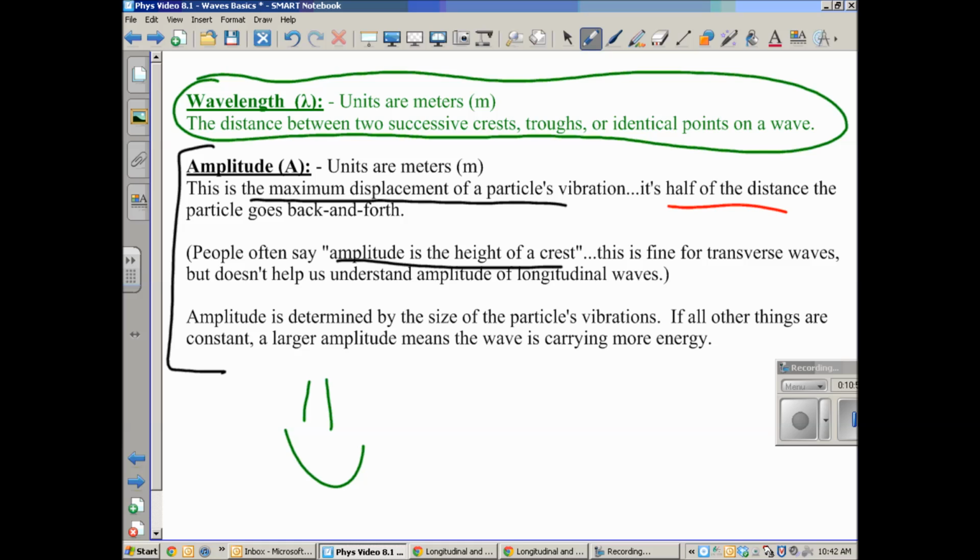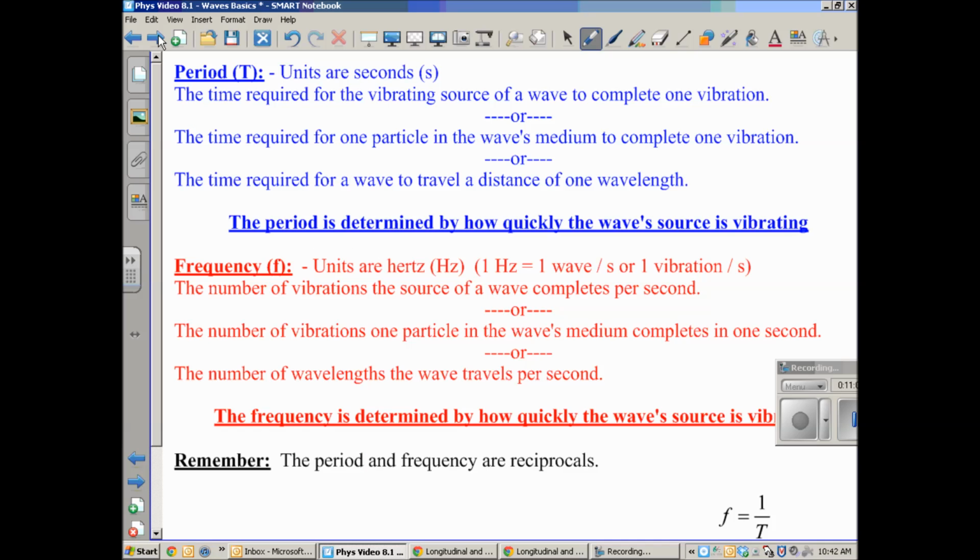All right, cool. The next thing we need to understand is period and frequency. I'm going to give you a few different definitions here. Take a second and write them down. The big thing that I want to call attention to, apart from the definitions, is that the period is determined by how quickly the wave source is vibrating. The faster it's vibrating, the smaller the period is going to be, because it takes less time to go back and forth once. And then frequency, same thing. The faster it's vibrating, the bigger the frequency. Okay, so write those down.